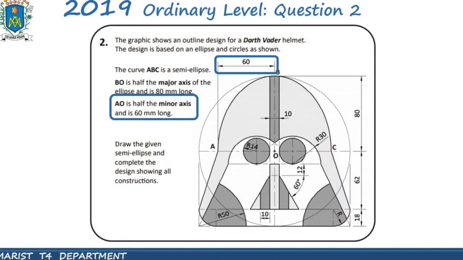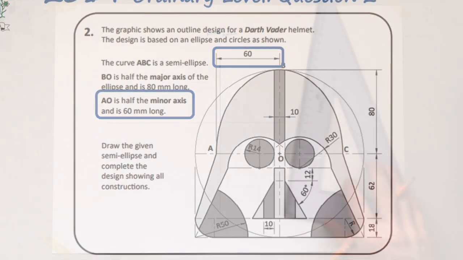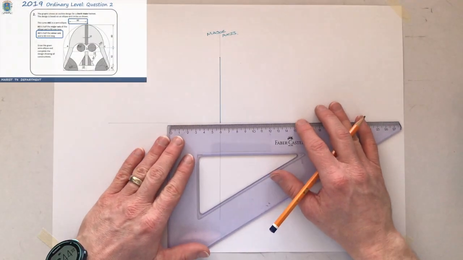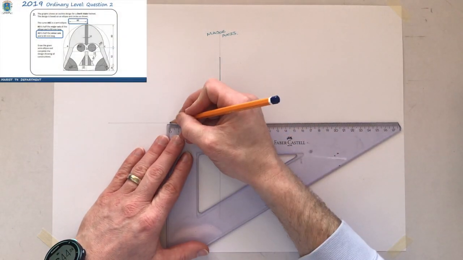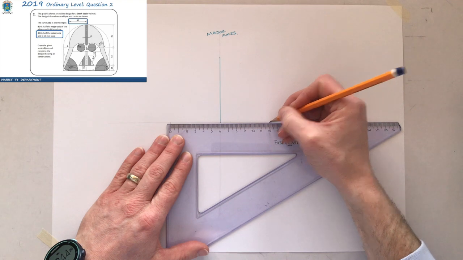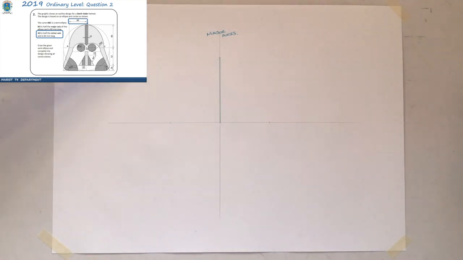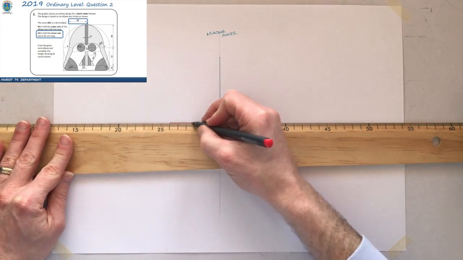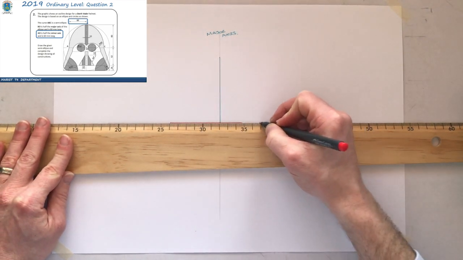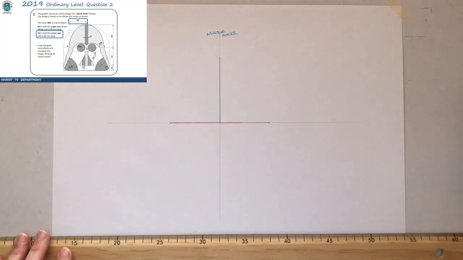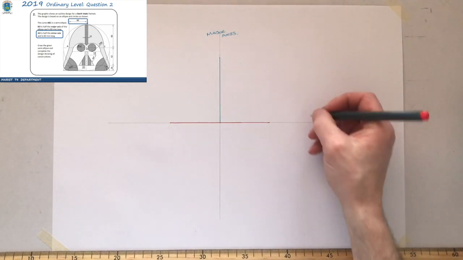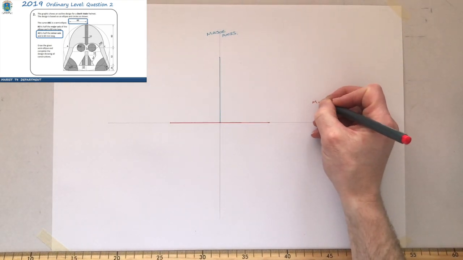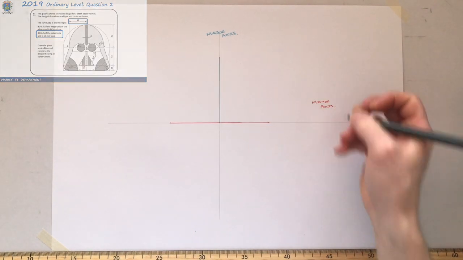Our next thing to do, again, we look at the question, is put in our minor axis, so we can see that that is 60. So I'm going to mark off 60 here, both sides. We know that that is the minor, so it's 120 altogether. And I'm going to use my T-square then and draw that across, all the way 120 across. And again, just for clarity, I'm going to mark up here that that is the minor axis.